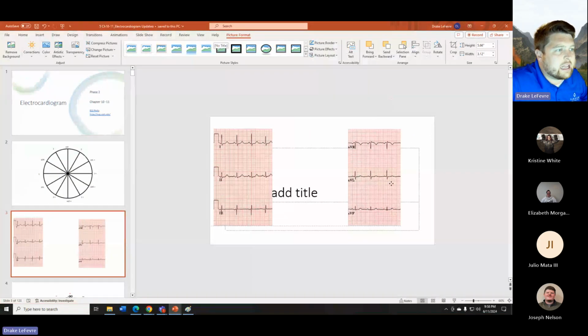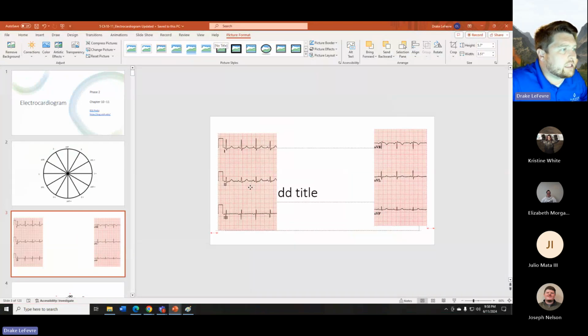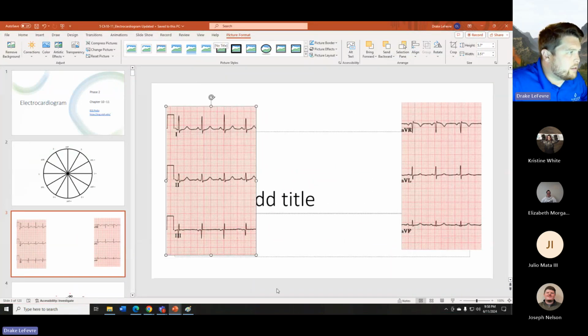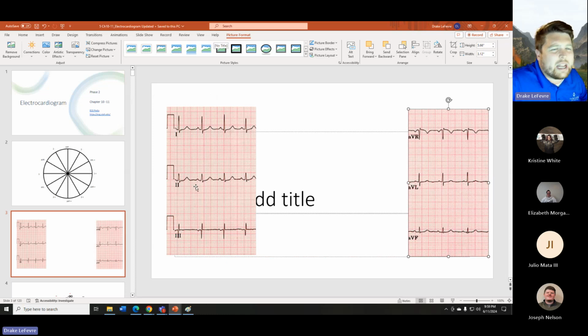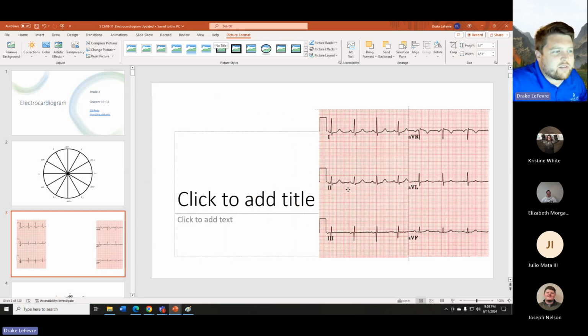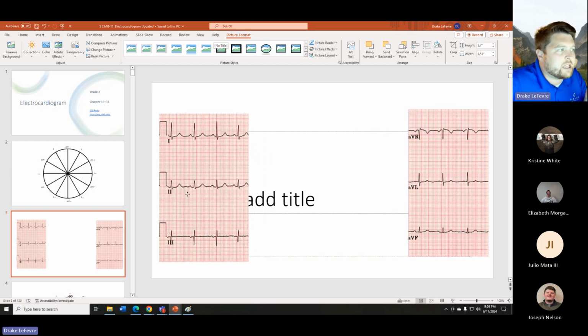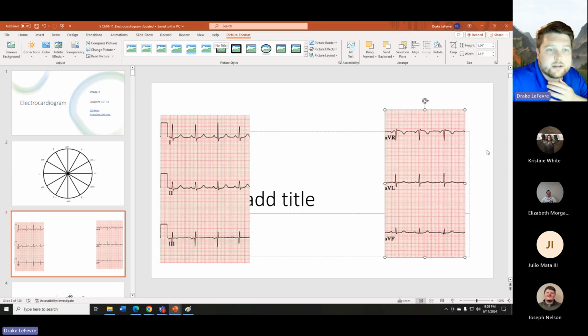It prints and looks continuous, but they're completely separate. This is our lead 1, our lead 2, our lead 3, and it ends right there when you hit the AVR. Now this is a completely different lead. This is the AVR lead and has nothing to do with lead 1. And this is the AVL lead and it has nothing to do with lead 2. It's a completely separate thing. When it prints, to save paper and space, they stick them right next to each other, but they're their own things.